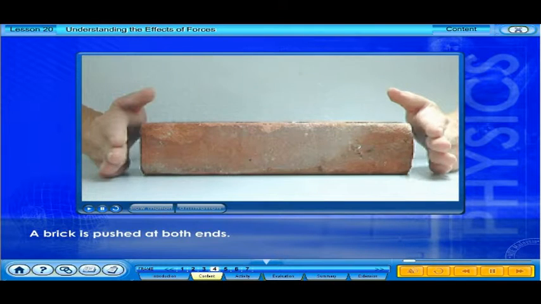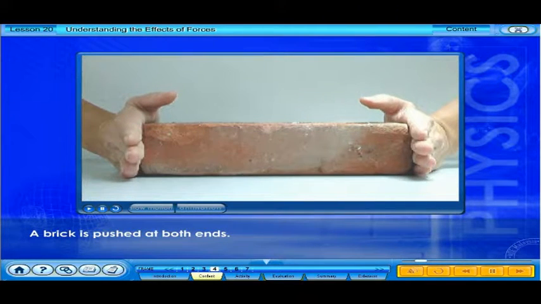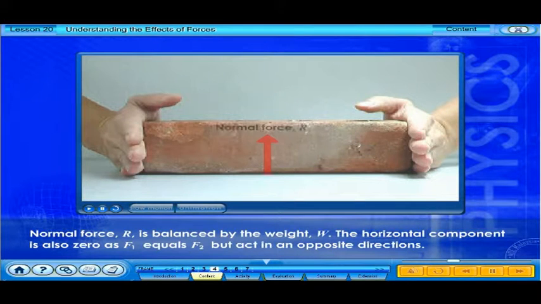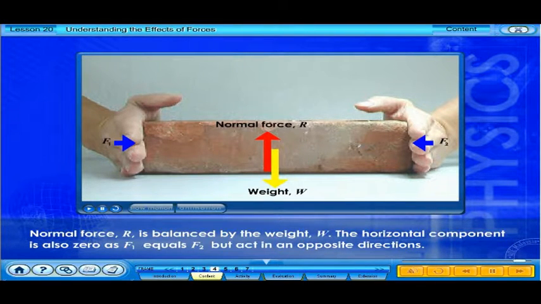A brick is pushed at both ends. It remains motionless. Why? In this case, normal force R is balanced by the weight W, while the horizontal component is also zero as F1 equals F2, but act in an opposite direction.